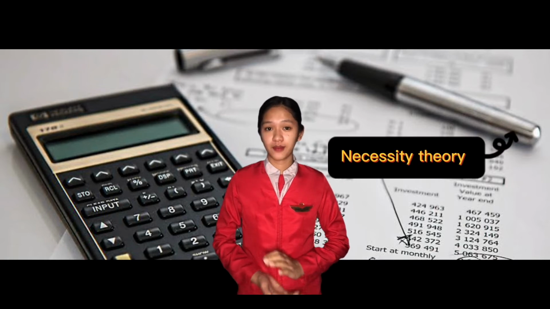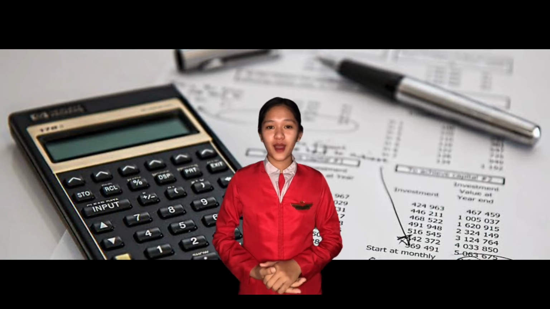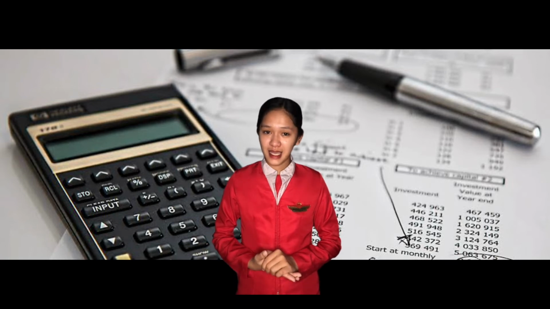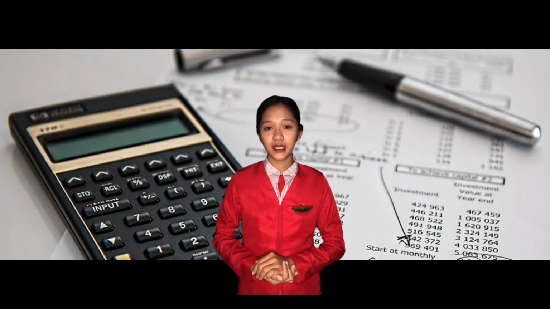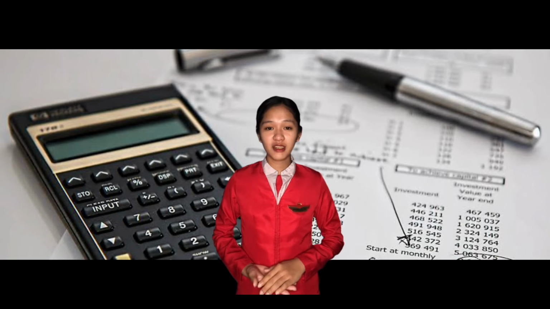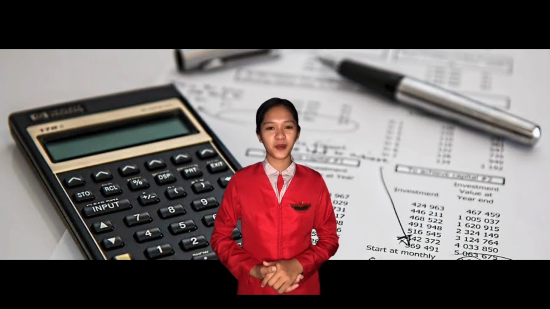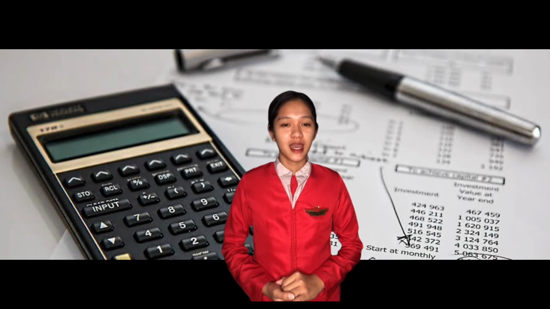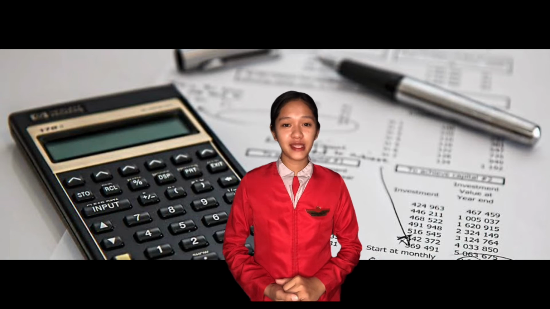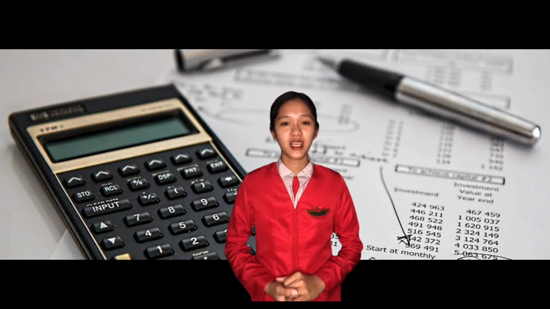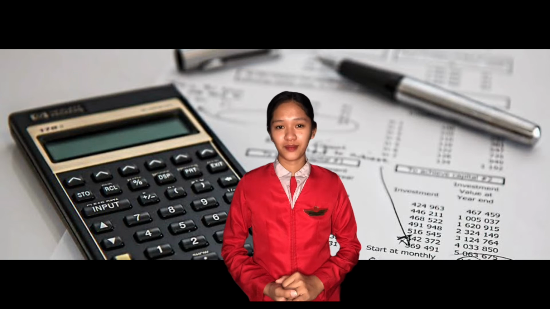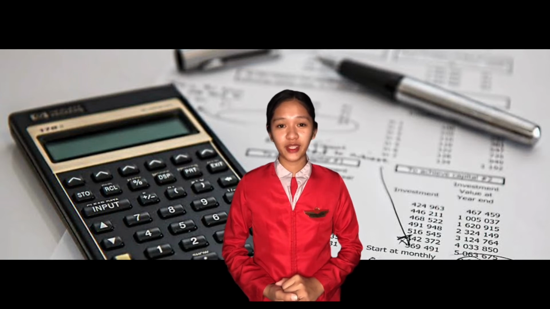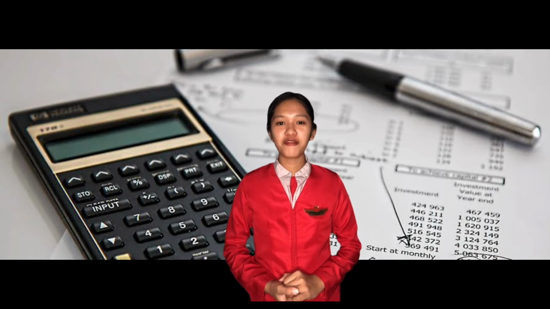Necessity theory. The exercise of the power to tax emanates from necessity, because without taxes, a government cannot fulfill its mandate of promoting the general welfare and well-being of the people. Benefits received principle. Taxpayers receive benefits from taxes through the protection the state affords to them. For the protection they get arises their obligation to support the government through payment of taxes.